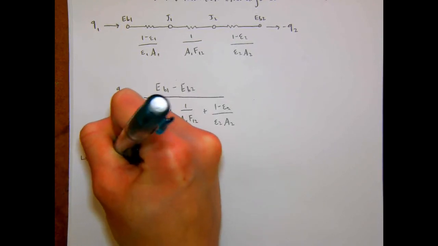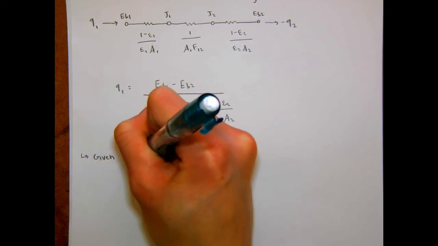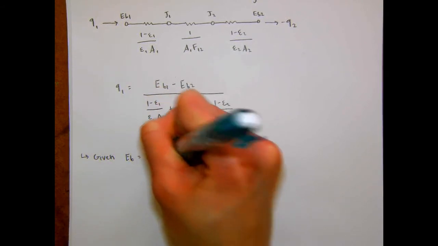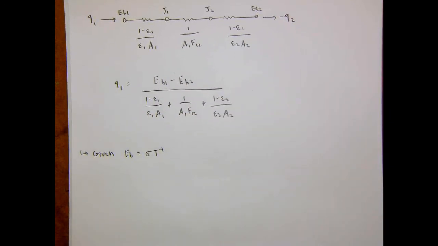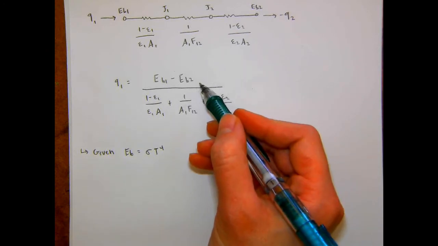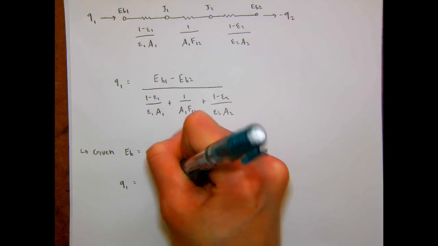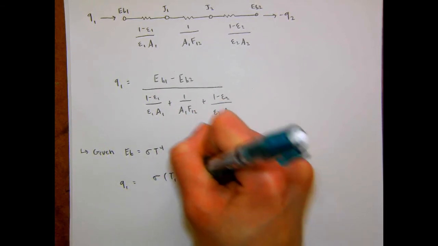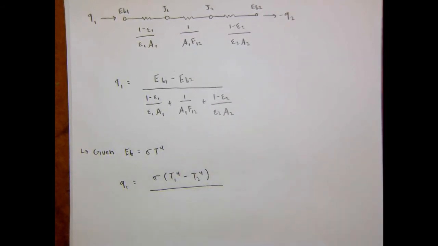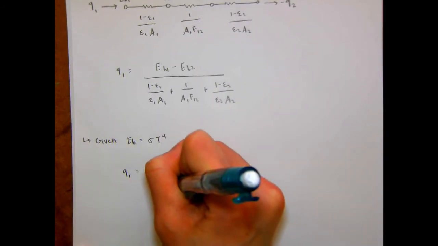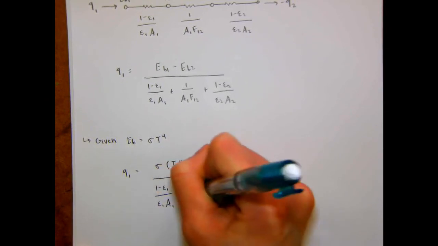And then we know the expression for the emissive power of a black body. It's just sigma times the temperature to the fourth. So we can plug that into the numerator. So sigma times T sub 1 to the fourth minus T sub 2 to the fourth, over the total resistance.